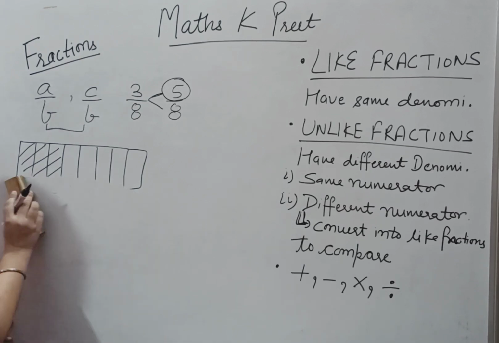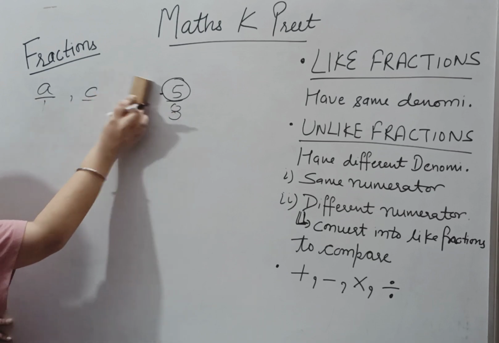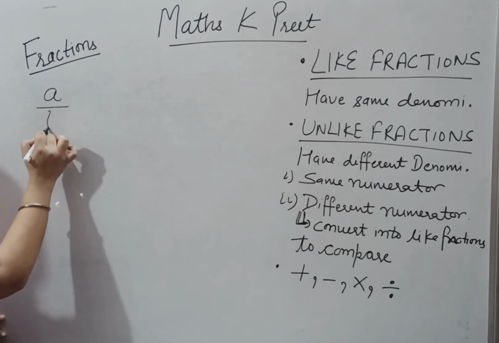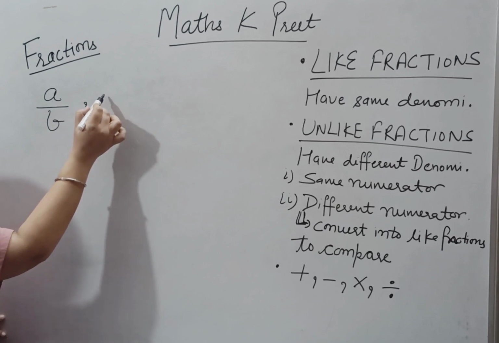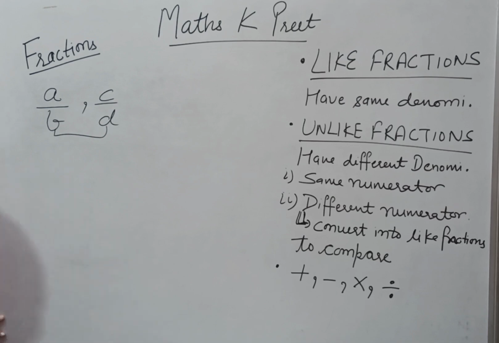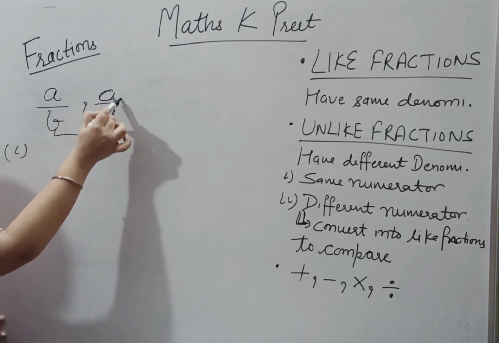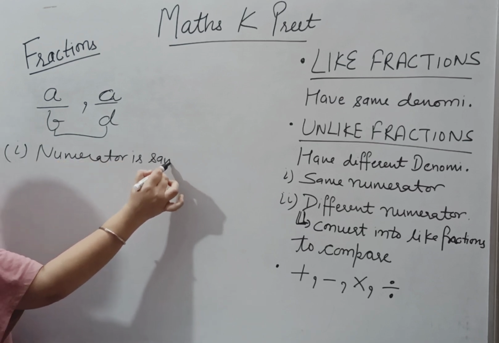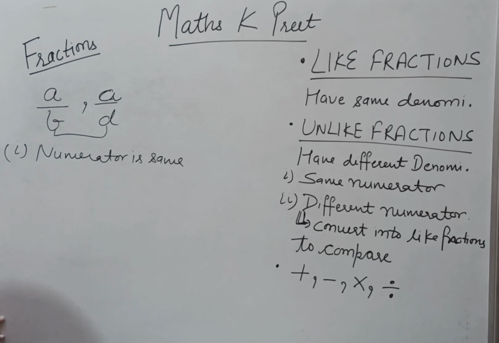Next is unlike fractions. Unlike fractions are the fractions in which denominators are different. So if we have two fractions, say a by b, the other one will be c by d. Here denominators are different. But there are two types of unlike fractions. In the first type, the numerator is same. Because we are talking about unlike fractions, the denominator will always be different.